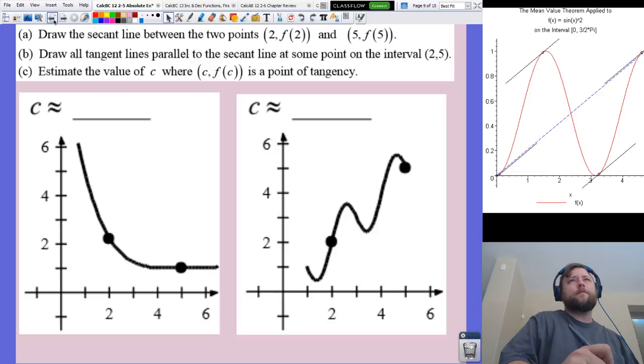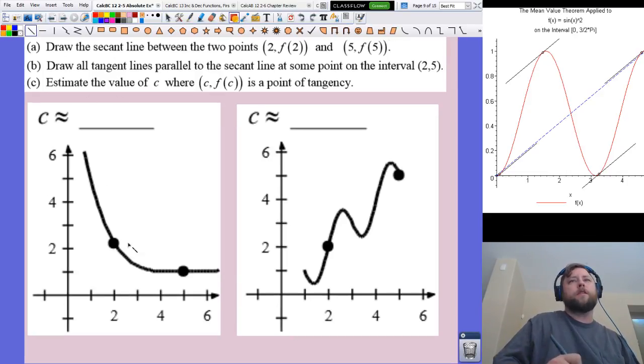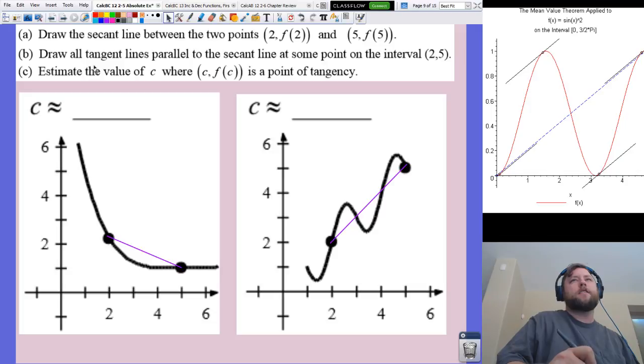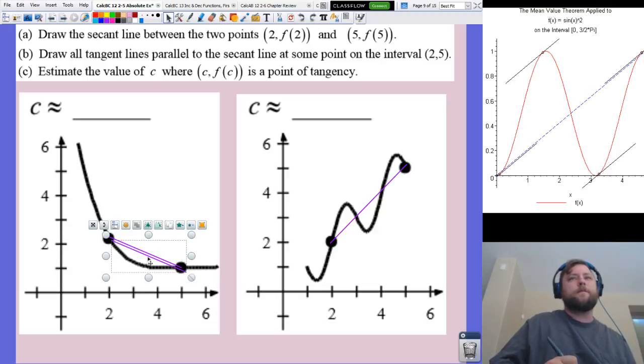But let's do another example here. I want to draw a secant line between 2 points. I'm going to draw it between the 2 points right here and the 2 points right here. And what I want to do is approximate the x value where there's going to be a tangent line. So doing this again, that might be a tangent line about right there.